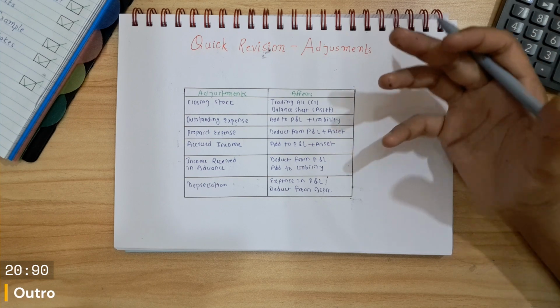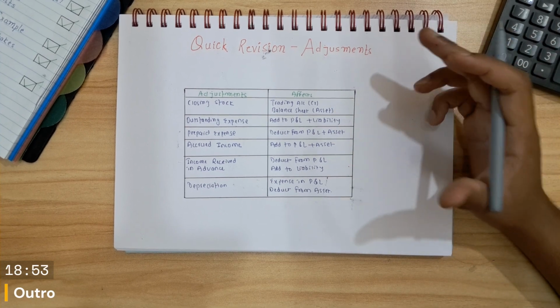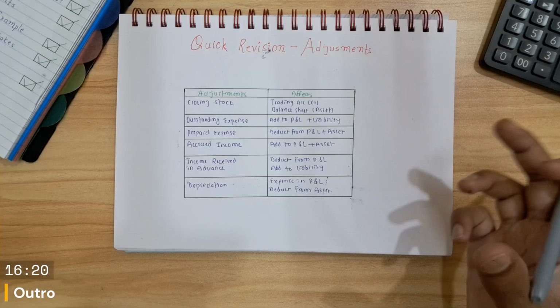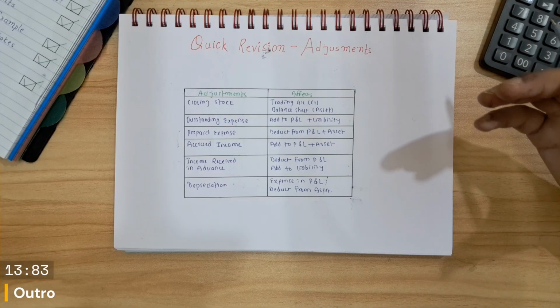And that's how adjustments work in final accounts, the key to presenting a true and fair view of business performance.